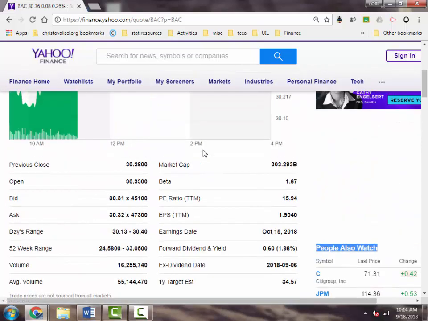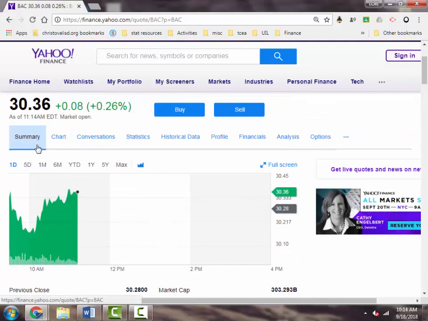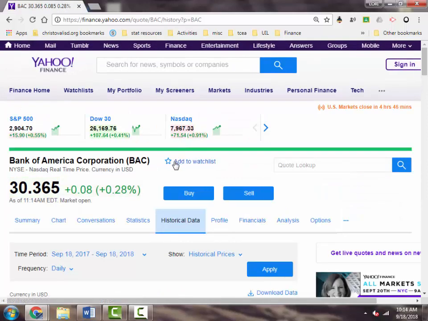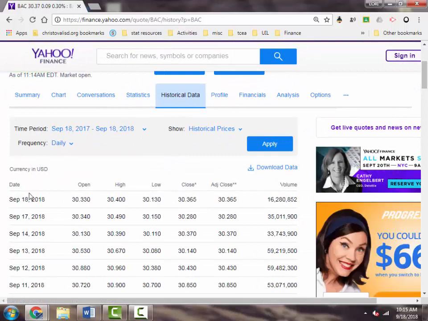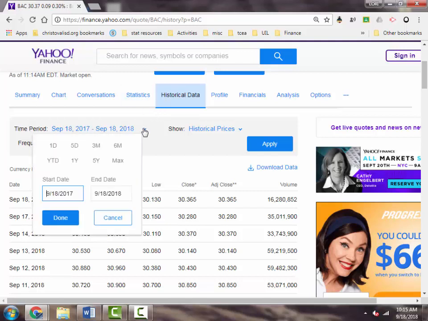There's a lot of data on each of these. So if I wanted to look back at historical data, this is off the summary page, I can go over to where it says historical data and click on that. And if I scroll down, this is giving me daily, but I could go to monthly and I could change it to max.